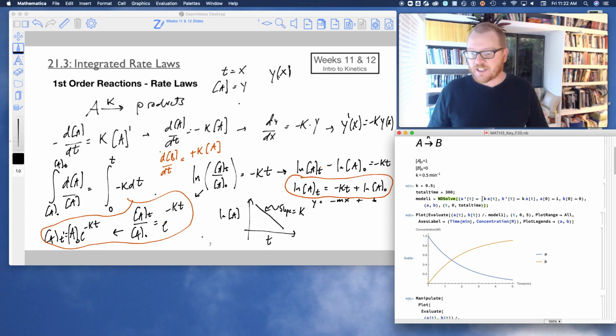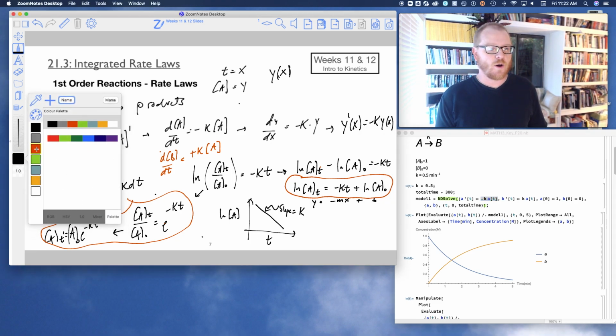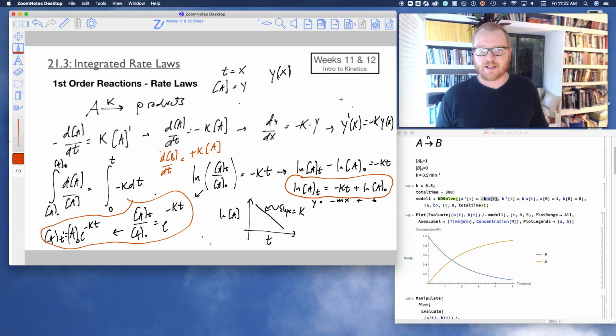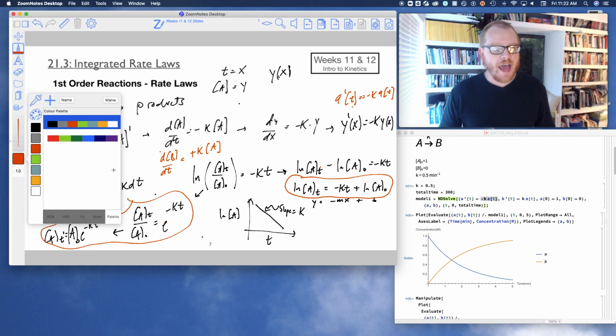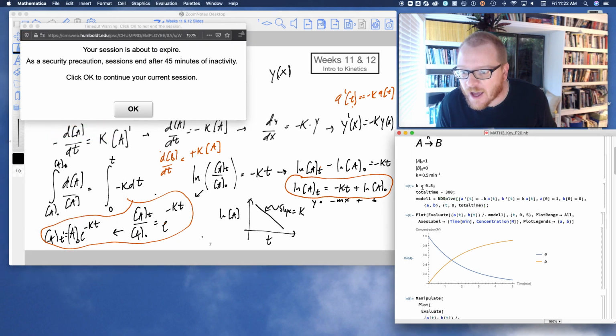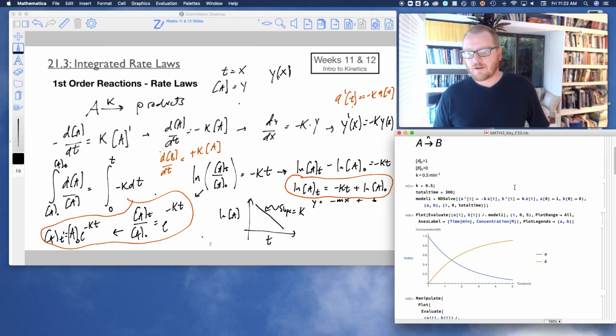Okay, so now you notice here, it's just negative k times A of t. So here I just wrote A bracket, but that's why I wrote it up here like this. So I'll write it in the same way I wrote my Mathematica, right? It's A prime of t equals negative k times A of t, right? It's the same thing as this, okay? So that's this line, all right? A prime of t equals negative k times A of t.